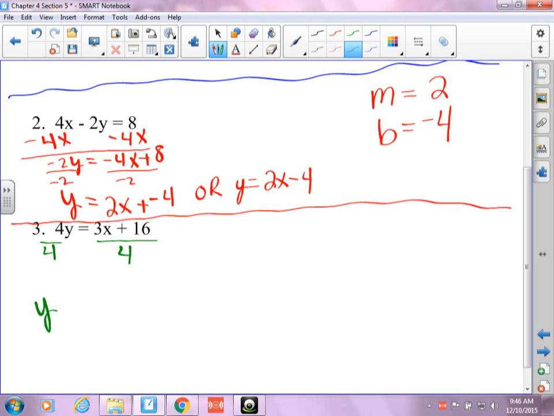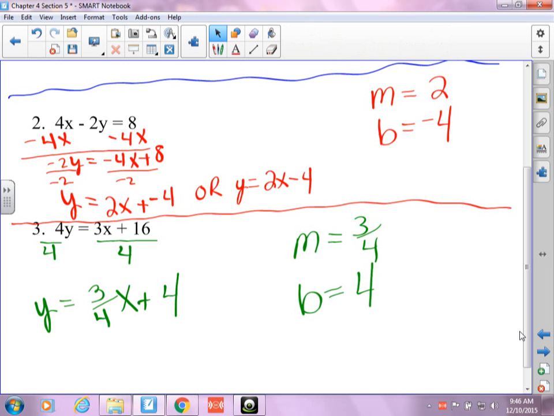So I get y equals, what do I get for the next? 3/4 x. How about 0.75? No. Why not? No decimals. So it's 3/4 x. And then what? Plus 4. Why plus 4? 16 divided by 4. It affects both numbers. Yep, and that's a common mistake. So what's my m? 3/4. What's my b? 4. Excellent. We okay? Questions?